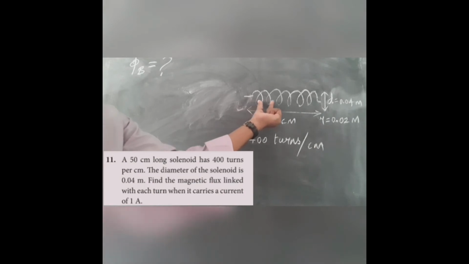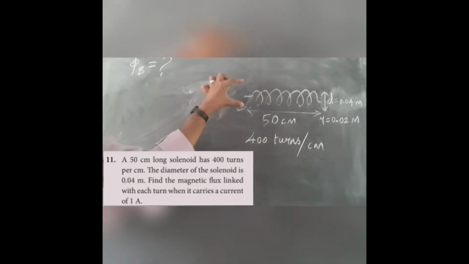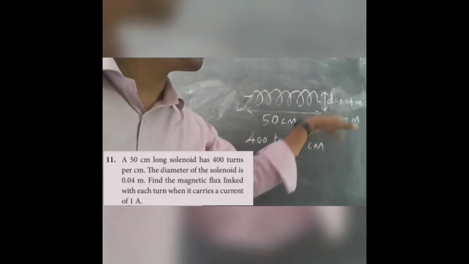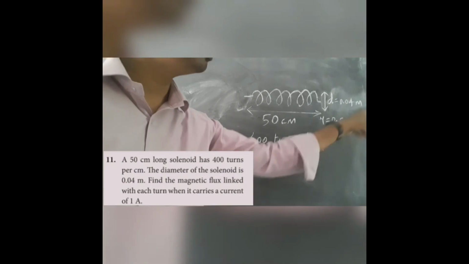Let us take the 11th problem. We have taken a long solenoid which has a length of 50 centimeter. It has 400 turns per centimeter. In each centimeter there will be 400 turns. The diameter of the solenoid is given as 0.04 meter. Then you can find the radius, half of the value. Radius is equal to 0.02 meter. And they are asking for the magnetic flux linked with each turn when it carries a current of 1 ampere.